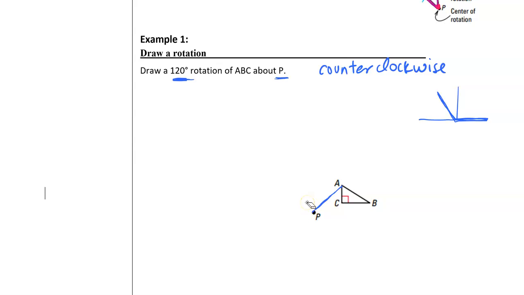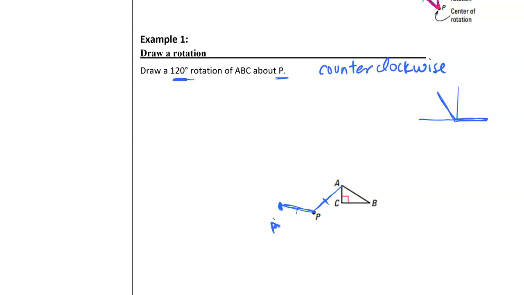So I actually want to draw, I don't know, about right like this. That kind of looks like a 120-degree angle. And I'm trying to make these segments approximately the same length. So I'm going to estimate that that's A prime. And I want to try to do that for the others. It won't be perfect, but it will give you that visual I'm wanting you to see.